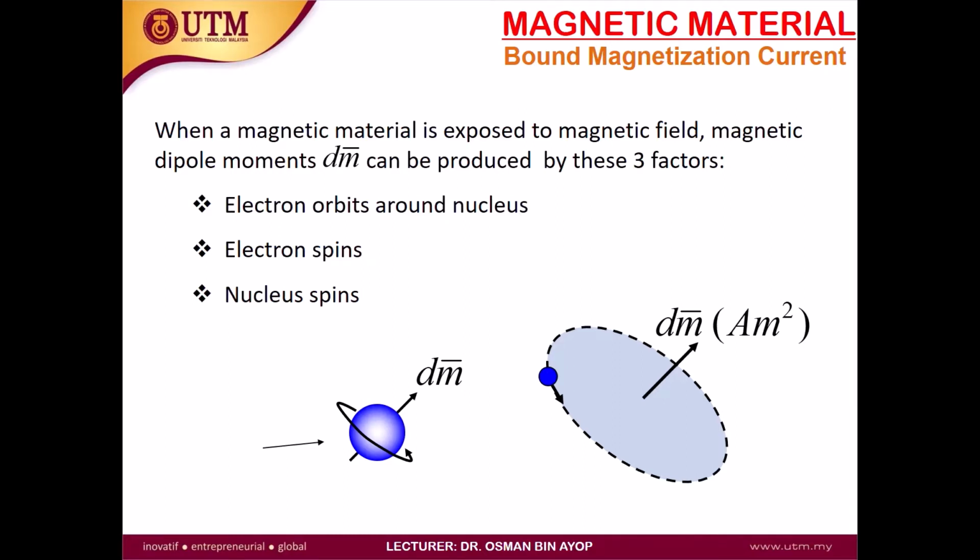Next, we will see about the bound magnetization currents. When a magnetic material is exposed to a magnetic field, magnetic dipole moments can be produced by three factors: first, the electron orbit around the nucleus; second, the electron spins; and third, the nucleus spin. These three conditions create what we call dipole moments. The unit is ampere meter square.